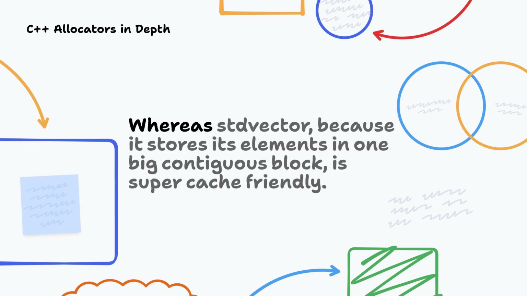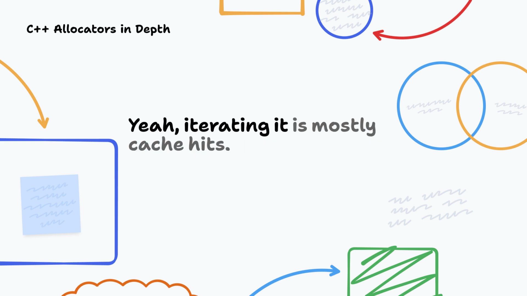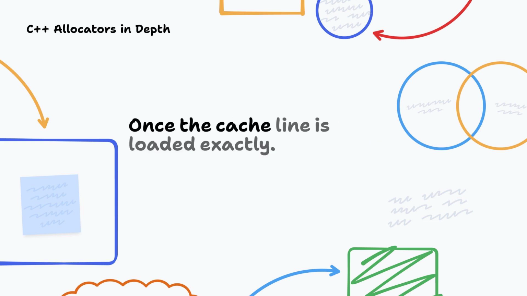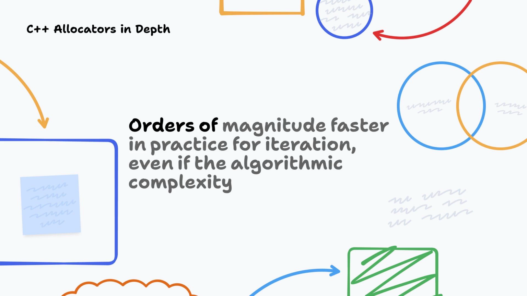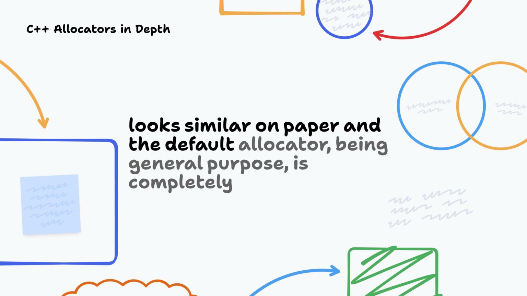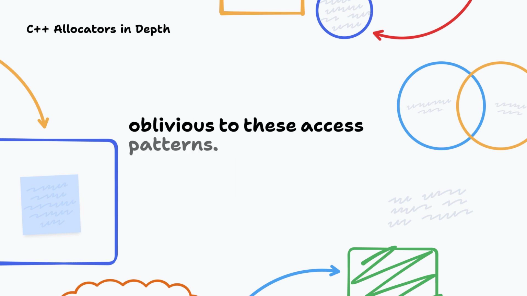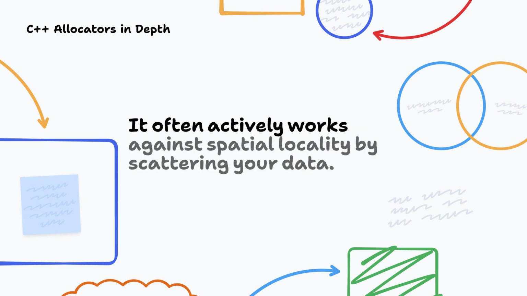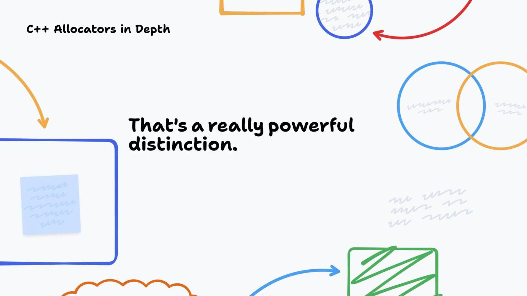Almost certainly. Whereas std::vector, because it stores its elements in one big contiguous block, is super cache friendly. Iterating it is mostly cache hits once the first cache line is loaded. Exactly. Orders of magnitude faster in practice for iteration, even if the algorithmic complexity looks similar on paper. And the default allocator, being general purpose, is completely oblivious to these access patterns. It often actively works against spatial locality by scattering your data. That's a really powerful distinction.